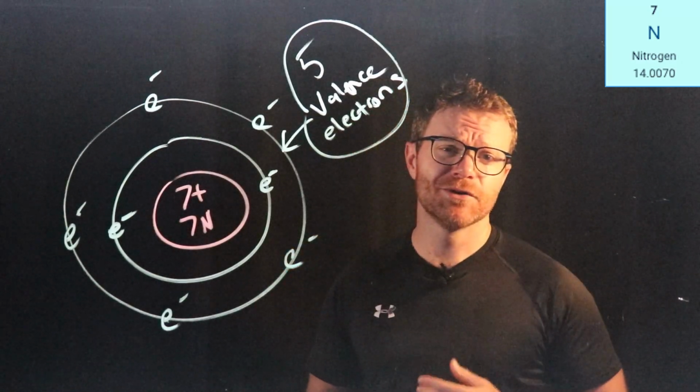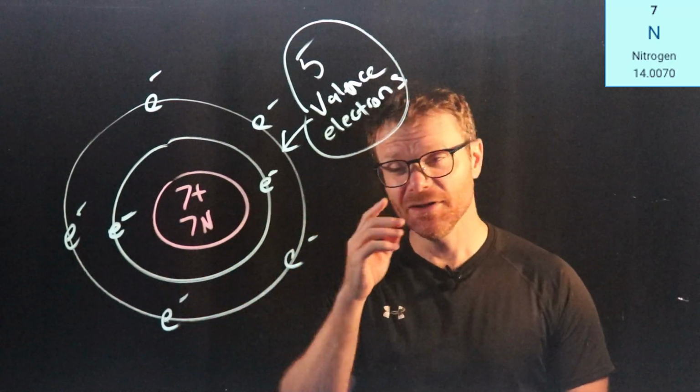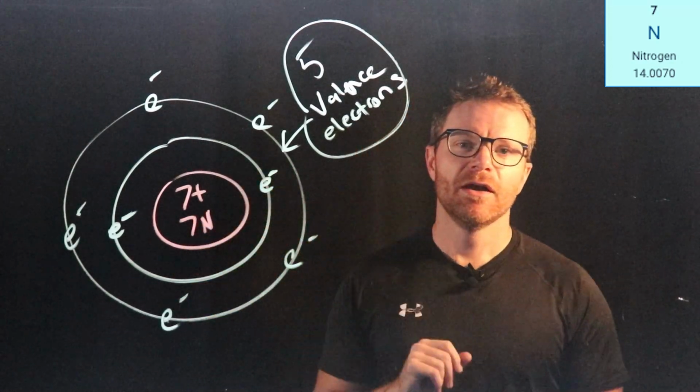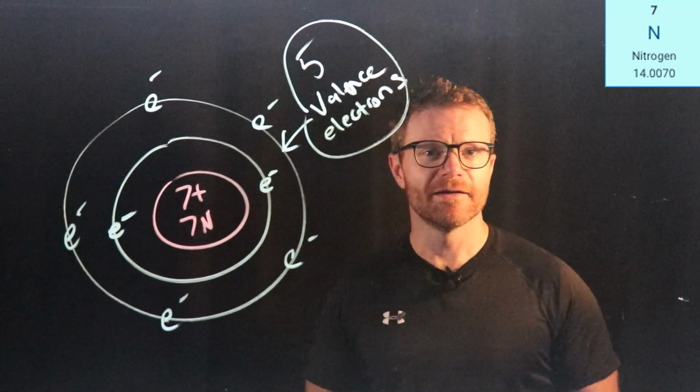So if I were to ask you how many total electrons does nitrogen have, you would say 7. And if I were to ask how many valence electrons does nitrogen have, you would say 5. Okay, let's look at a more complicated example now. Let's think of the element calcium.